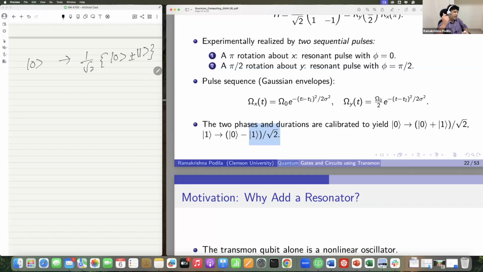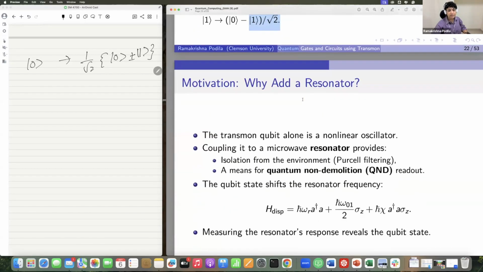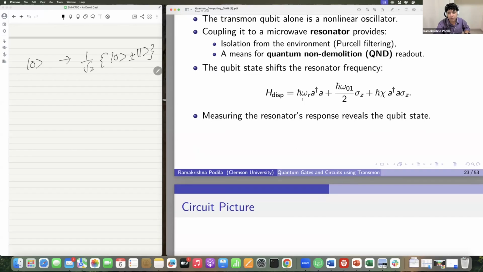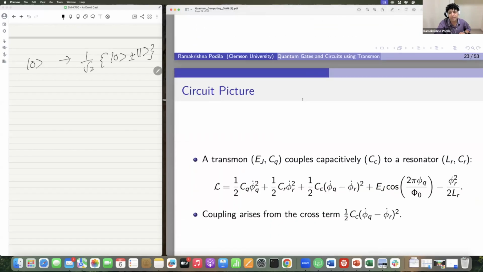So we need three components: a way to initialize the qubit, the qubit itself, and a way to read the qubit. The way we read the qubit is, this qubit is actually embedded in a resonator, and it is isolated from the environmental noise using something called Purcell filtering, which we are not going to go into. But in this technique, which is called quantum non-demolition readout, the resonator itself has a frequency that it supports based on how we make the resonator. And measuring the resonator response reveals what the qubit state is, right?